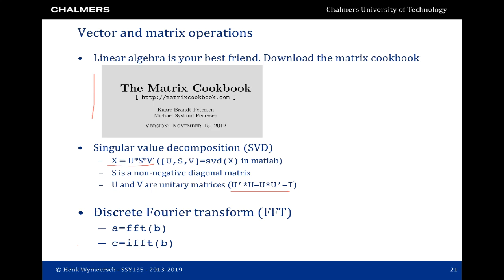We will also use Fourier transforms. So when we have a vector B, we can apply an FFT. This is the discrete Fourier transform implemented as the fast Fourier transform, which results in a vector A. And we can actually go back from A to B by applying the inverse Fourier transform.